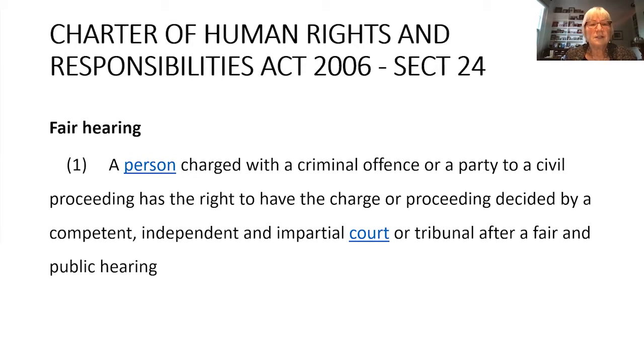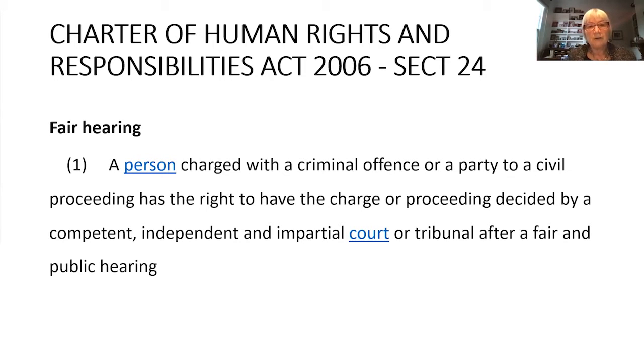The Charter of Human Rights and Responsibilities Act 2006 provides some protections for people who are going to court and for people charged with criminal offences. Now, everybody, whether they're charged with a criminal offence or they're party to a civil proceeding, has a right to a fair hearing. You remember the principles of fairness, equality and access that I mentioned before? Well, clearly a fair hearing is part of fairness. So parties have the right to have the charge or proceeding decided by a competent, independent and impartial court or tribunal after a fair and public hearing.